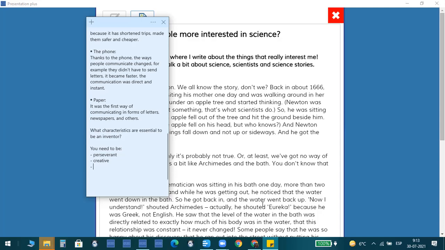What else do you need to be? What is a relevant characteristic when you are an inventor? Creative, perseverant. Come on, there are plenty more. Focused. Okay, focused. Thank you, Martina Barrera. Give me more. Intelligent. Yeah, they have to be intelligent. For example, thinking about the electric bulb, you have to be kind of intelligent. You need to be prepared. Okay, what else?